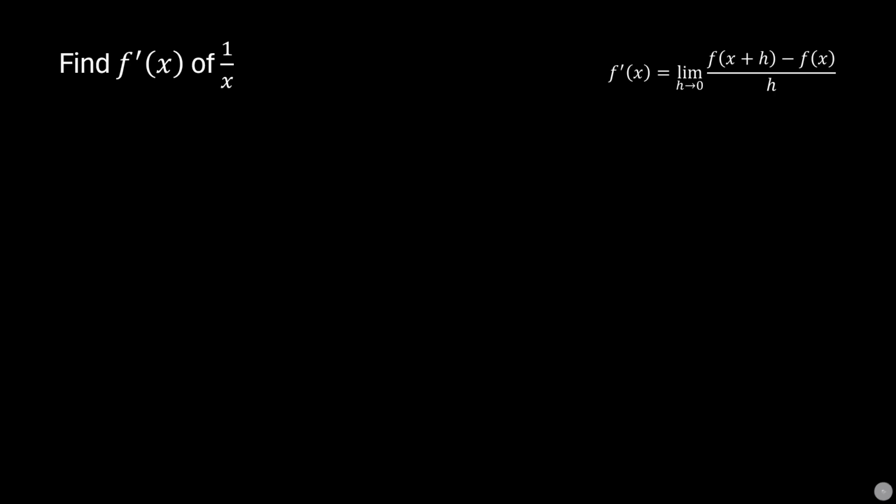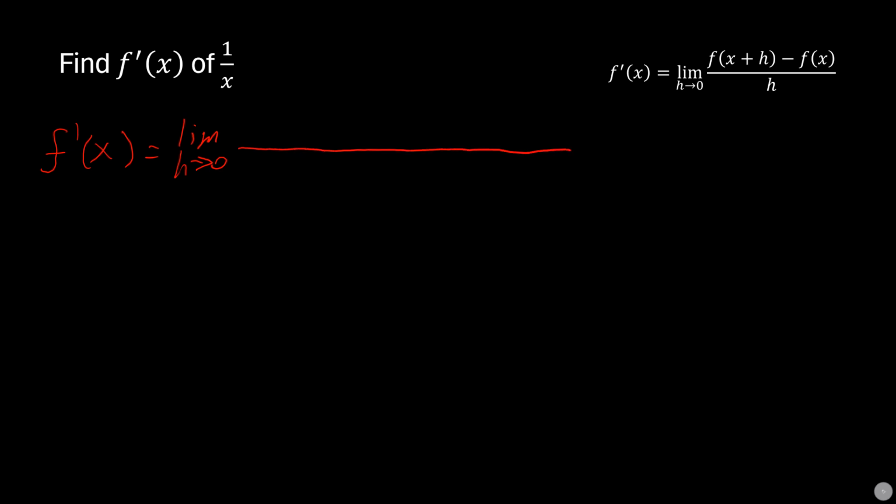Find f prime of x of 1 over x using our formula here. So where should we start? When I'm doing problems like this, it's basically just plug and chug. We're trying to find the derivative, so make sure you put f prime of x is equal to, remember your limit as h approaches 0 of.